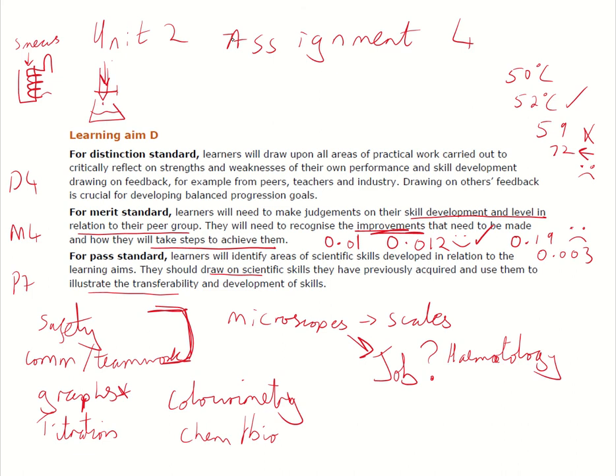Now, distinction. Critically reflecting on strengths and weaknesses of your own performance and skill development, drawing on feedback from, for example, peers, teachers, industry. Chances are this is not going to occur this year, being as we're in a pandemic. So you're going to be relying on these two. What you want to try and do, easiest one to get lots of, you will have been likely working in groups for some of these practicals, or pairs rather. Get your peer to rate you on some of these.